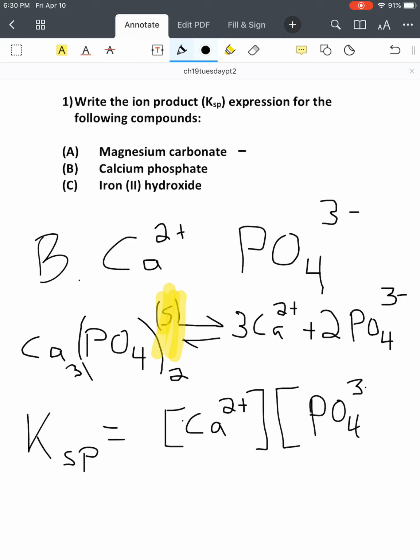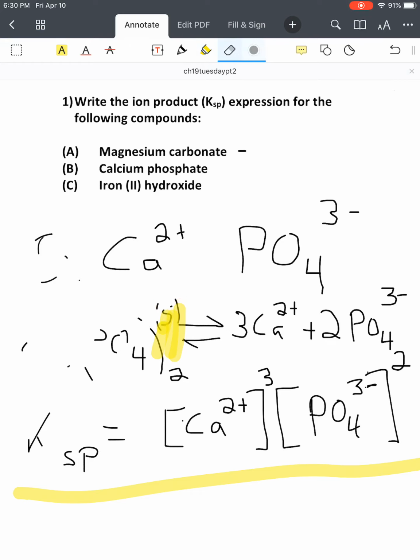So I write each one of them down, put them in square brackets. Remember, the square brackets mean the molarity. And it looks like since I produced 2 copies of the phosphate, I need to square that one. Since I produced 3 copies of calcium, I need to raise that one to the 3rd power. And that then is our KSP expression for that sparingly soluble salt. All right, so again, let's move on to C.